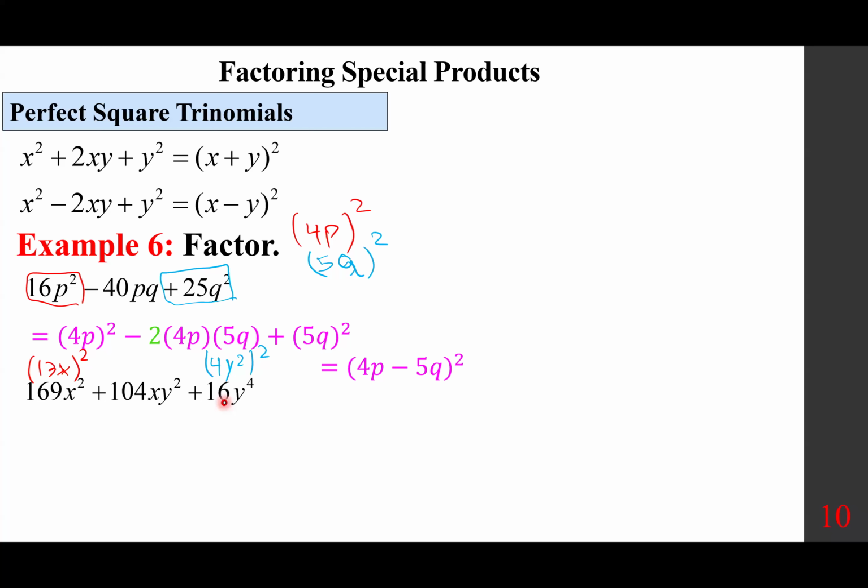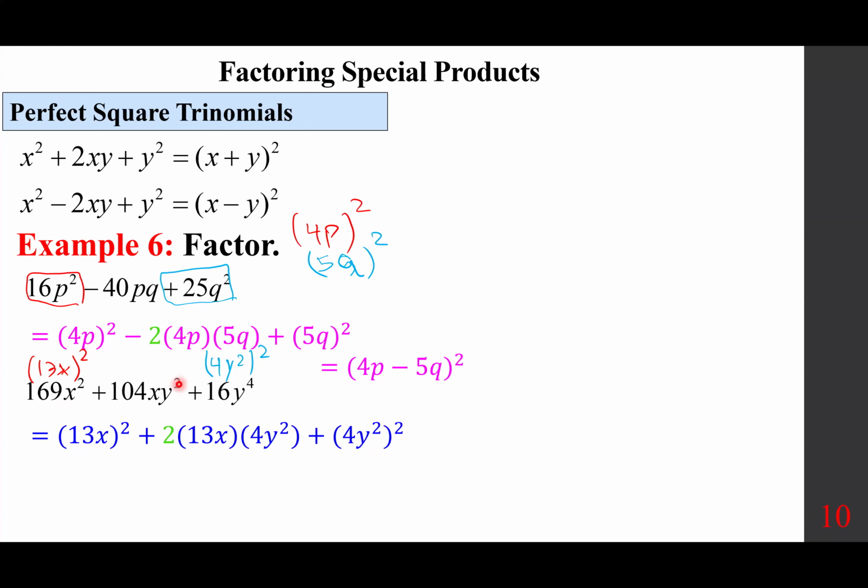Also notice, if you multiply these two, 4 times 13 is 52 times 2 is 104xy squared. So it works. This is how you're checking, okay? So one more time. This one is a perfect square of 13x. The last one is a perfect square of 4y squared.